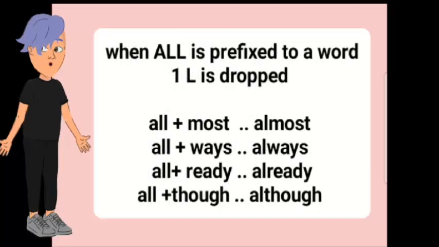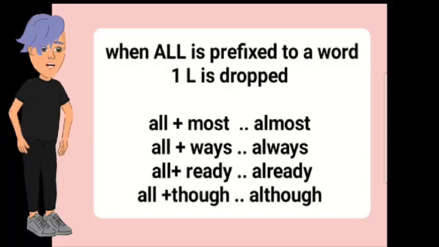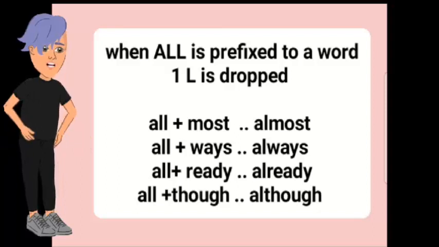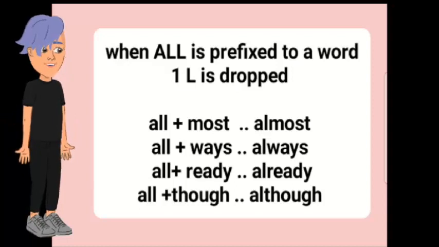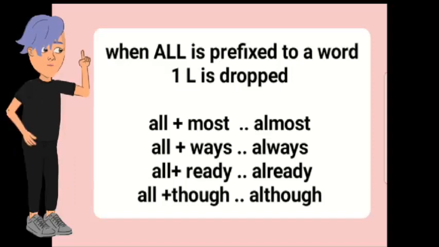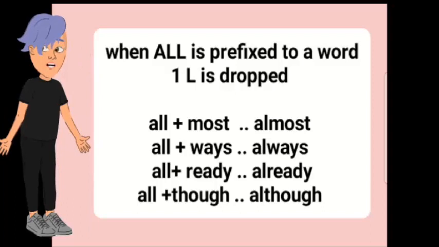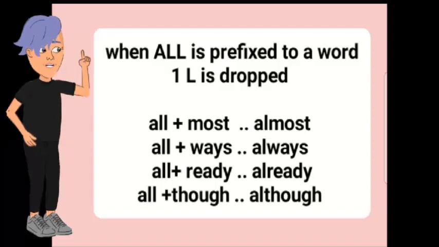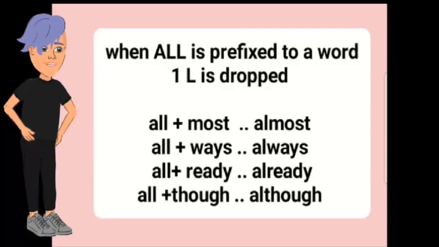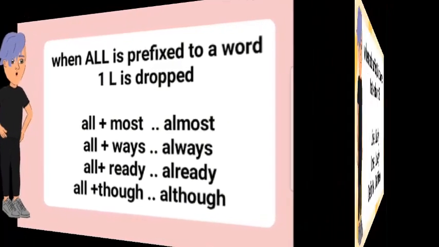Another rule to help you with spelling is when you add all as a prefix to a word, at the beginning of the word. So if the word is most and you want to add all to it, you drop one L, so use only one L. So almost has one L. Ways, always, one L. Ready, already, one L. Although, only one L. So remember that rule because it also helps with the spelling.